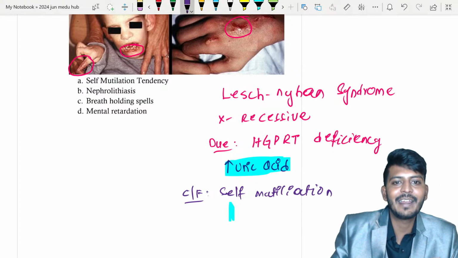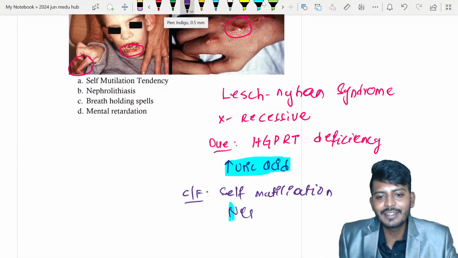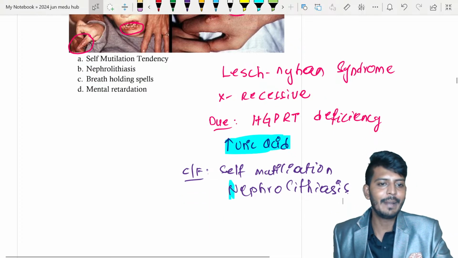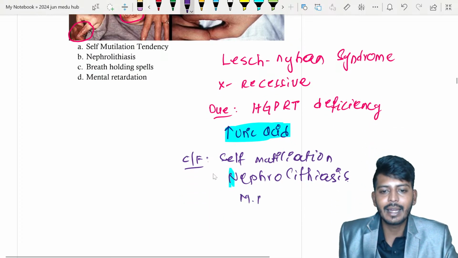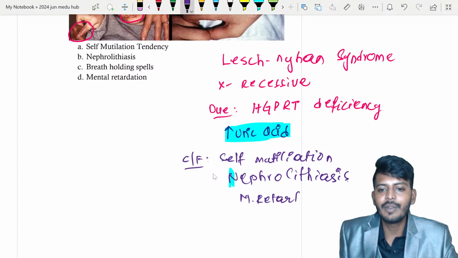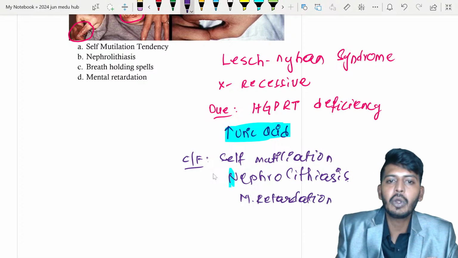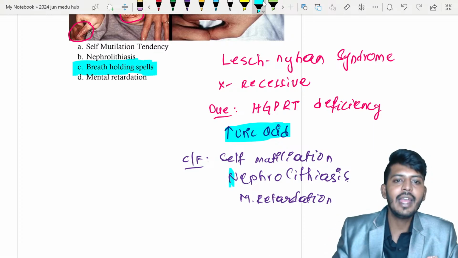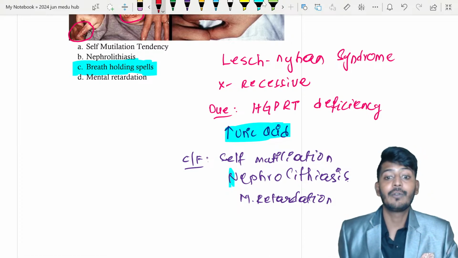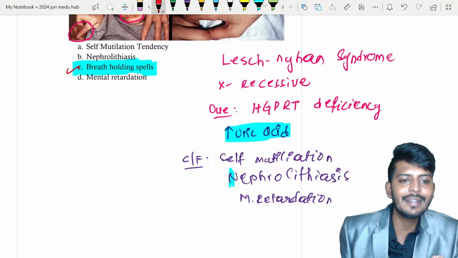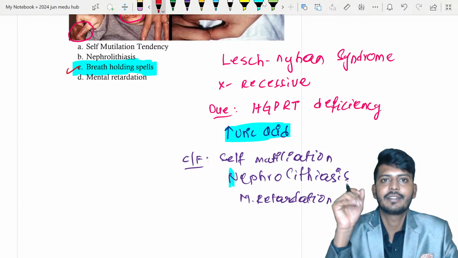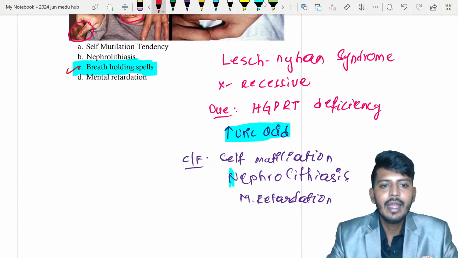अब आ गया आंसर, सही आंसर में आ गए तुम लोग. Once I ruled out the what is that? Nephrolithiasis will be present. Okay, then very good answer. Now you people are catching on. Nephrolithiasis will be present, and also mental retardation will be there. Okay, so what will not be there? That is only your breath holding spells. Breath holding spells are not seen in this case. Stone will of course be present. So breath holding spells नहीं दिखेंगे. Breath holding spells are usually seen with congenital heart defects. Okay, let's continue.